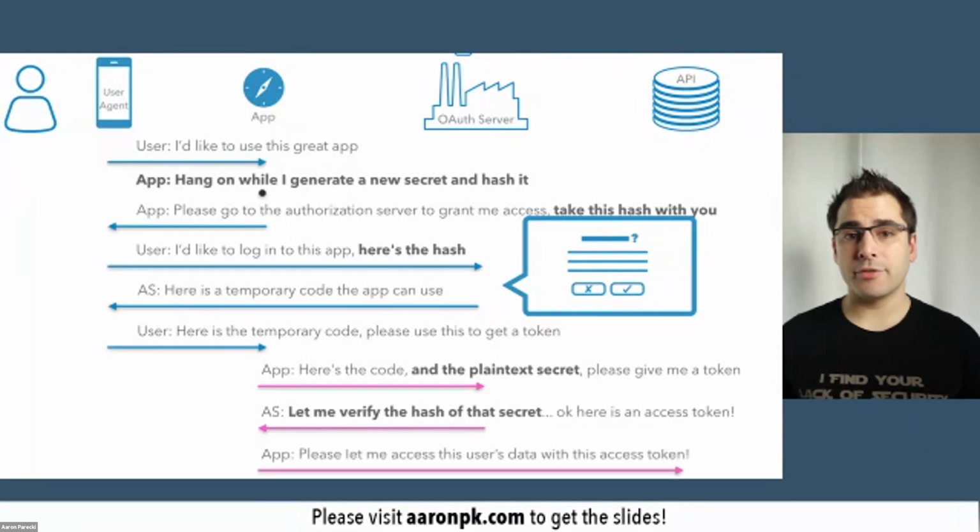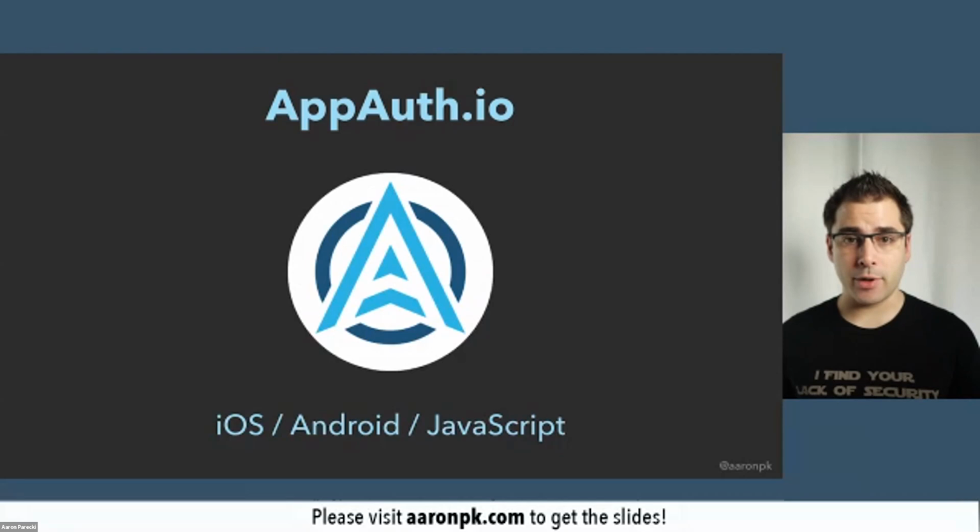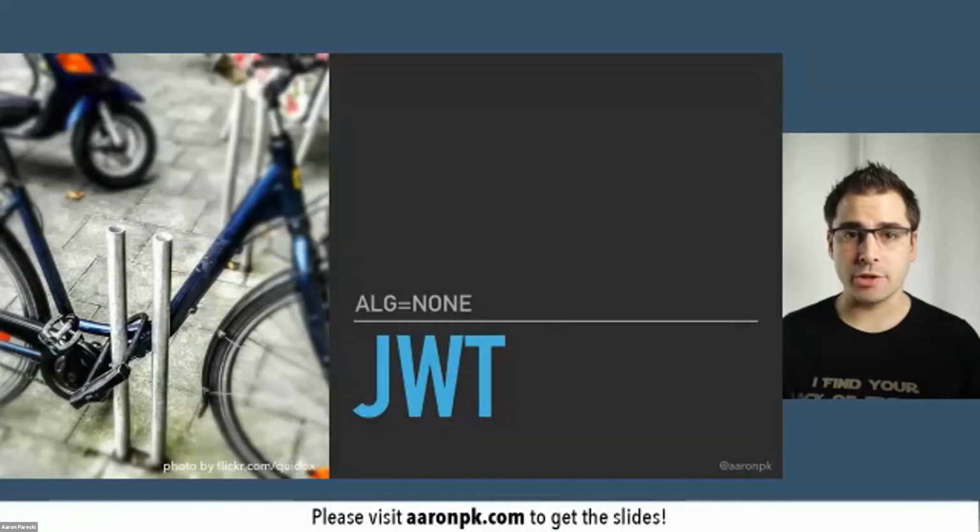The good news is this is often just handled by a library for you. So the AppAuth library for iOS and Android and JavaScript does this for you. Oftentimes, if you're using a company's product, its SDK will also be doing this under the hood. All right, let's talk about the next one. And this is about hacking JSON Web Tokens, or JWTs.